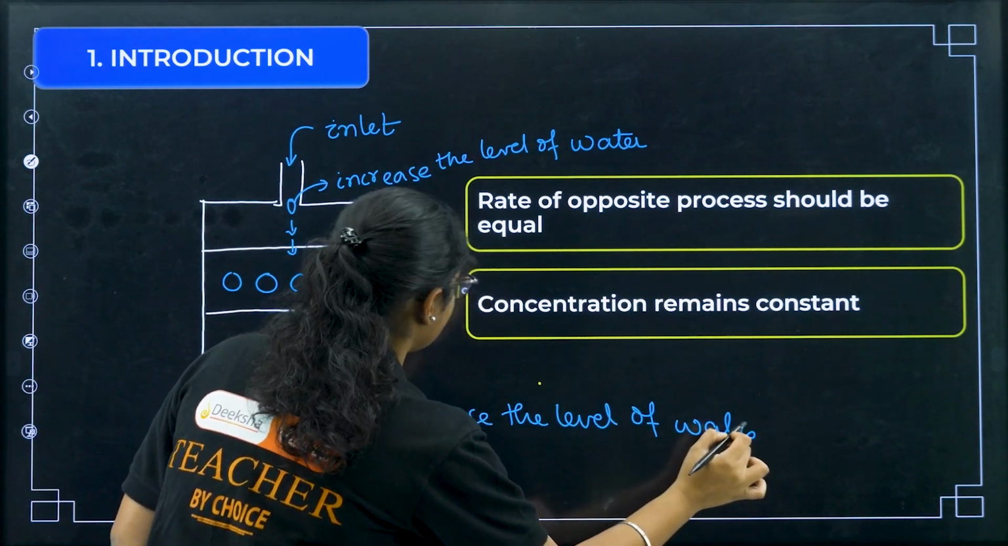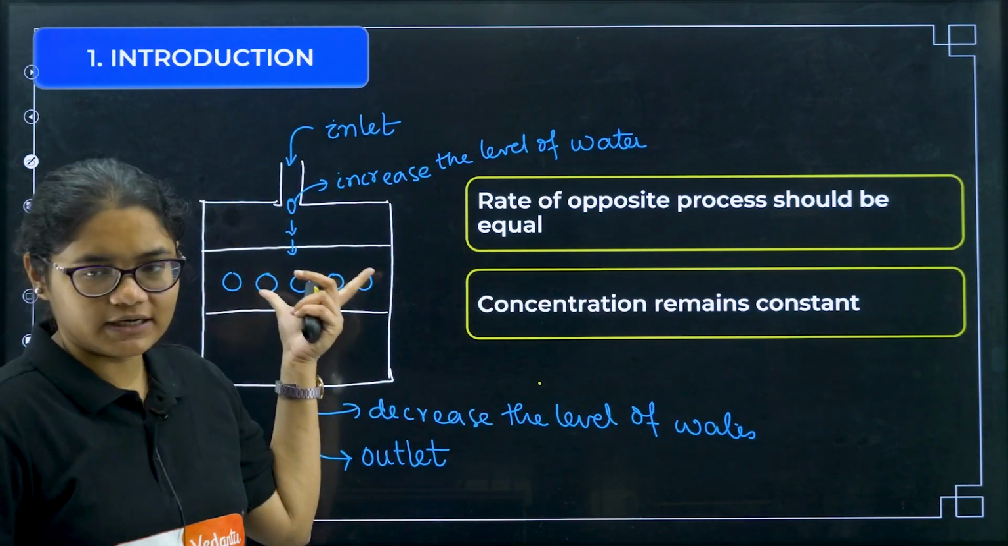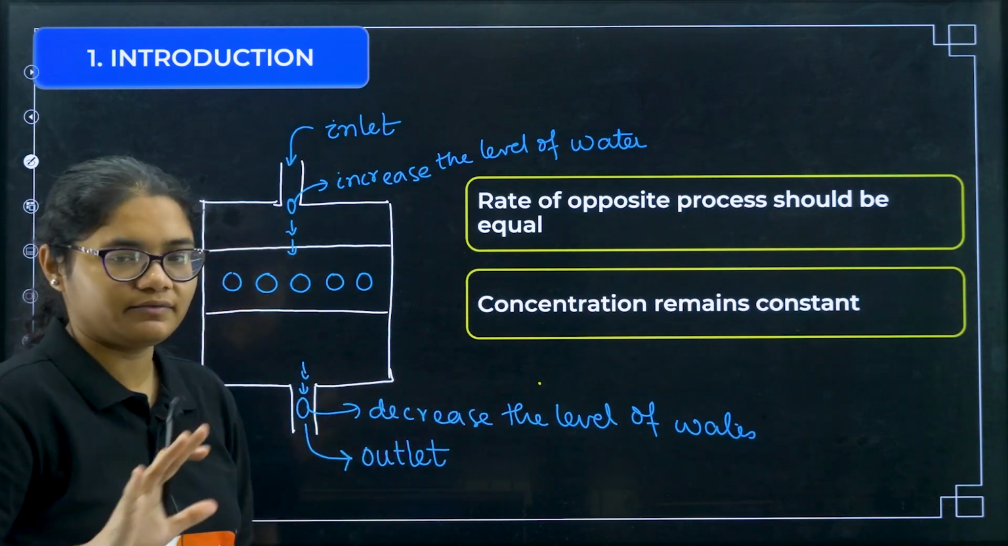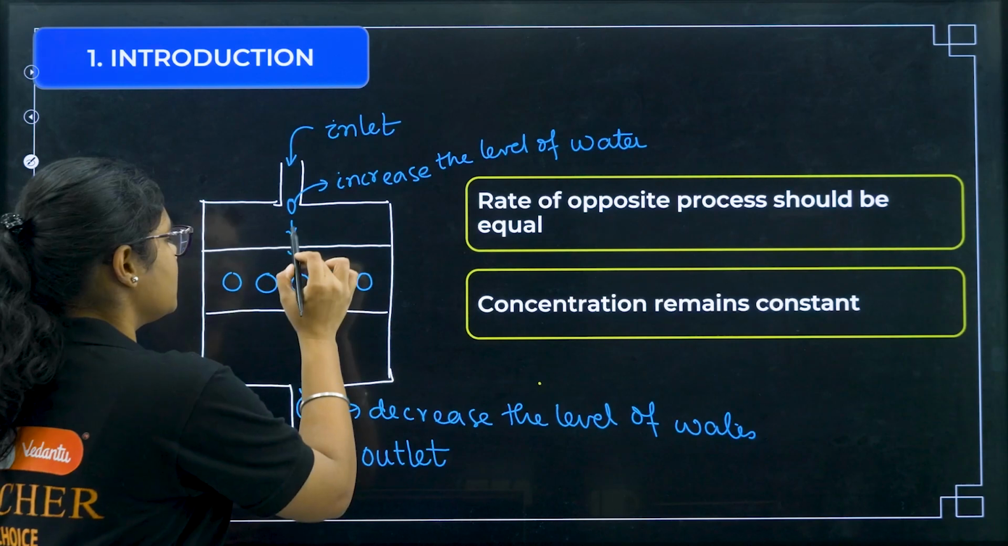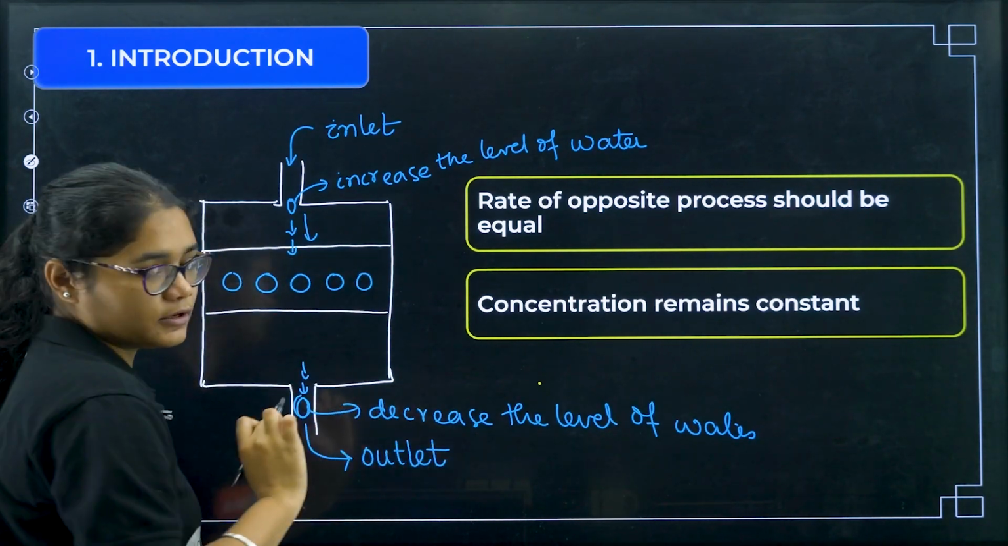Okay, so if one molecule of water is added, the level of water here will increase, and if one water is lost, then the water level will decrease. So these are two opposite processes. Now see, suppose one water is added, and at the same time one water goes out.